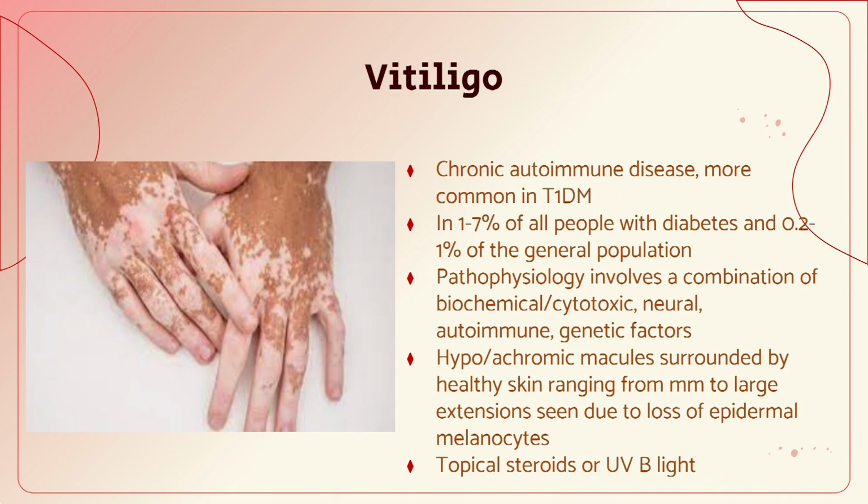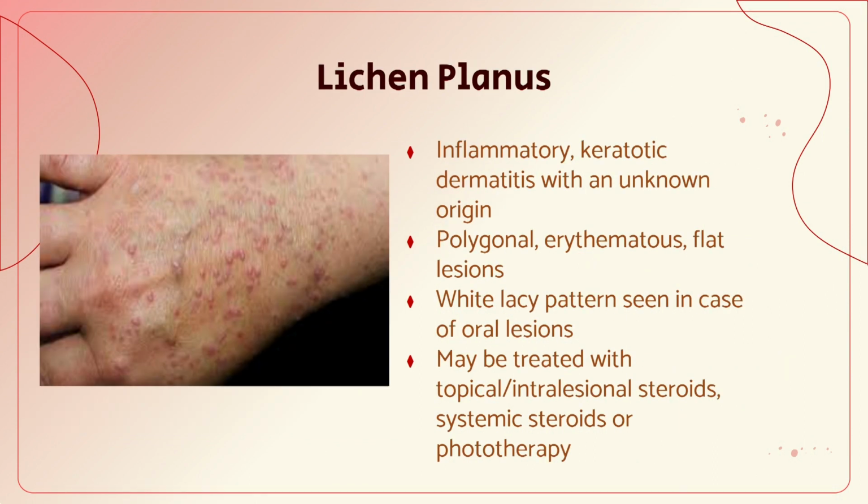Vitiligo, again this is a very common condition, but more so in type 1 diabetes as compared to the general population. Again, combination of biochemical, cytotoxic, neural, autoimmune, and genetic factors for vitiligo, and all you see is hypopigmented macules surrounded by healthy skin, ranging from a few millimeters to even large patches. And this is due to the loss of cutaneous melanocytes. May be treated very well with topical steroids as well as UVB light.